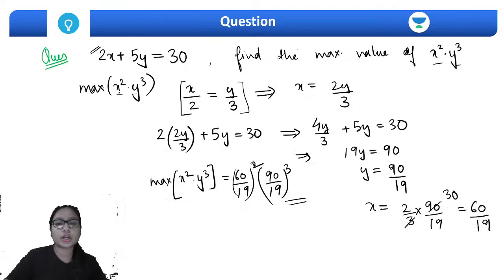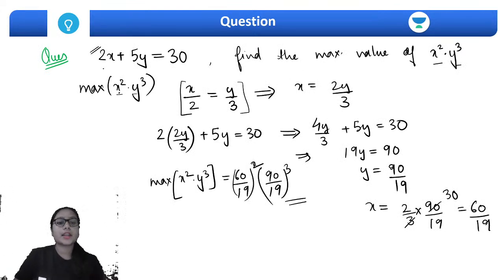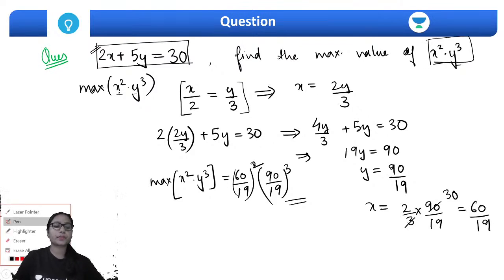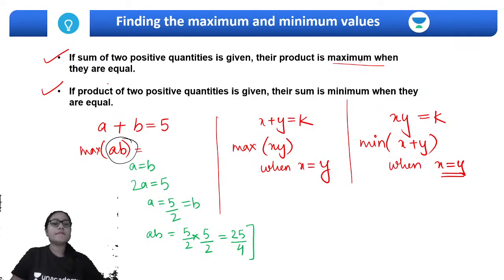Okay, the first step is not clear. Alright, sorry. Let's go back to this question. We have this equation given, 2x plus 5y is equal to 30, and then we have to find the maximum value of x square into y cube. So in the previous result that we discussed, we know when x plus y is equal to k, the maximum occurs at x is equal to y.